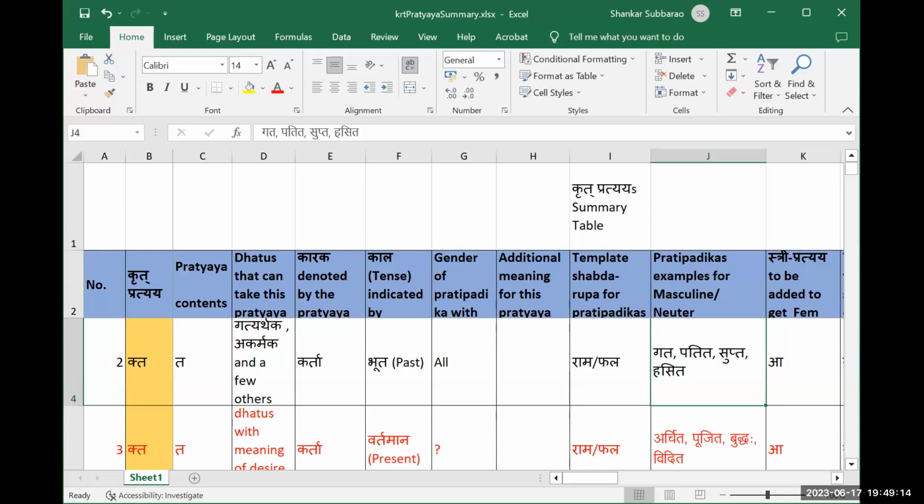That is what the question was, and that is what I'm trying to answer. Don't mix up the karaka denoted by a pratyaya in a kridanta with the ability to use the pratipadika in a sentence. These are two different things. First, you form a word, then you use the word in a sentence as you want to.